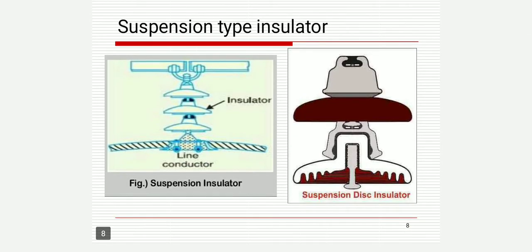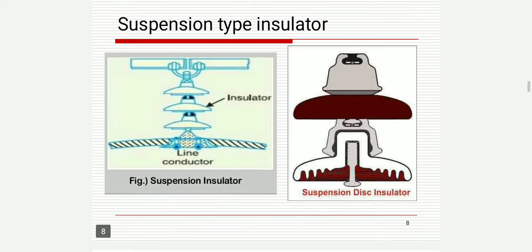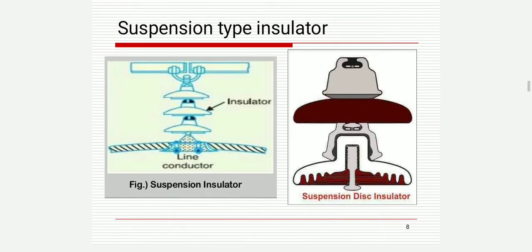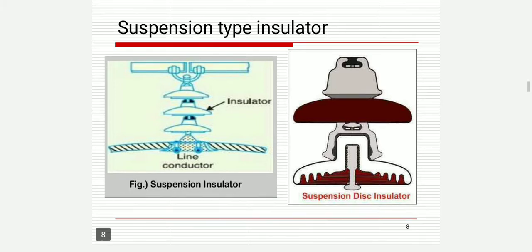Now coming to the next slide, here I am going to show the picture of the suspension type insulator, where the conductor is placed below the insulator, and the top of the insulator is connected to the supporting arm or cross arm of the tower. And these are the discs. Here we connected 3 discs in series, hence it is used for 33 kV.